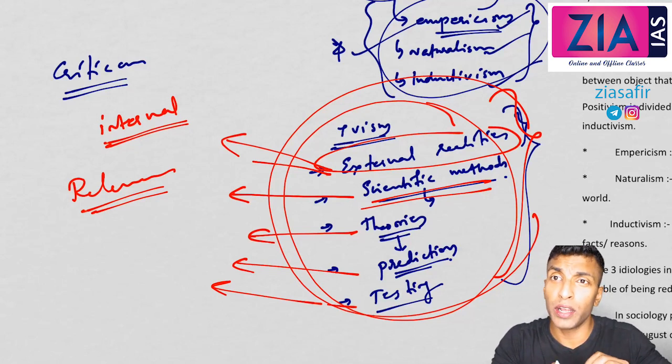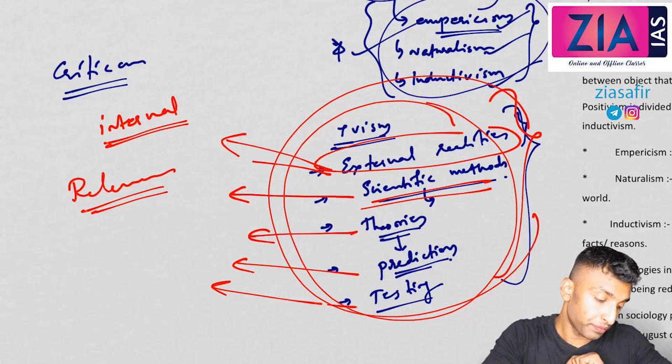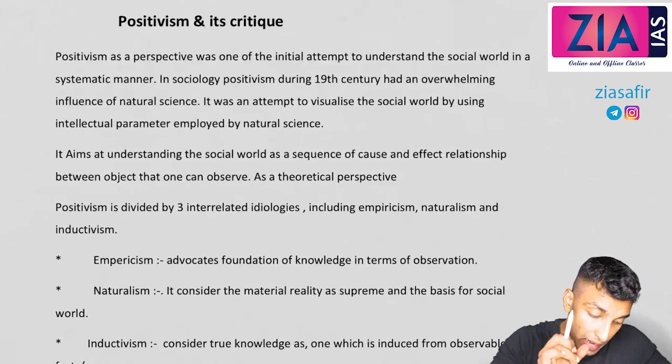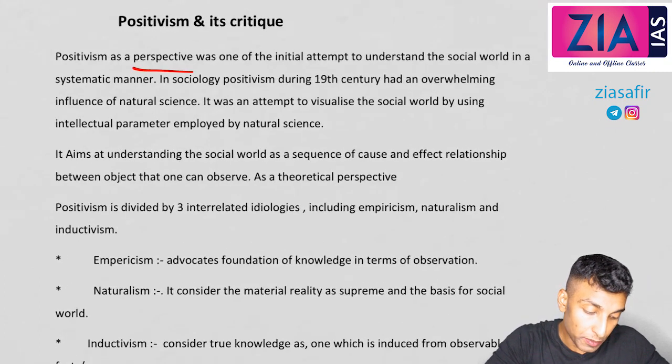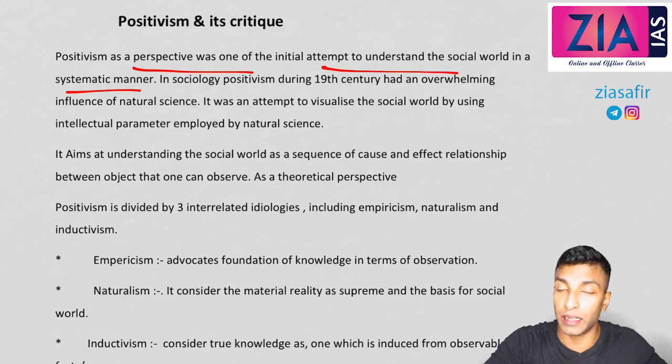Now I hope you understood. Now what I'll do is take up the note, or the PDF, and explain each and every word over there. If you have any doubt, you can ask me later. So here, positivism and its critique. Positivism as a perspective was one of the initial attempts to understand the social world in a systematic manner.